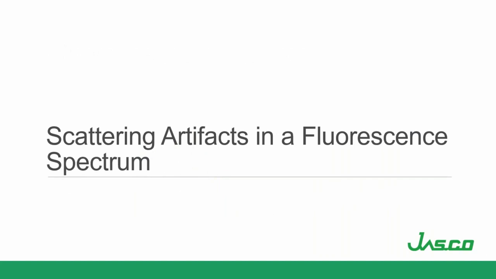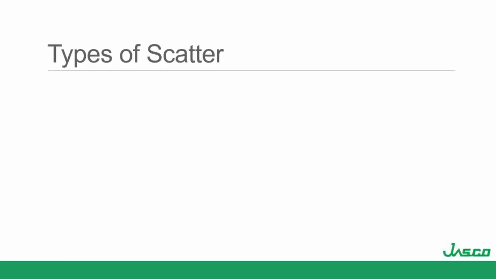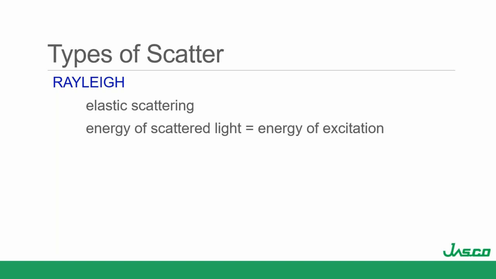So we're okay now with basic fluorescence when we collect a spectrum, but it's really important that you understand the scattering artifacts and other phenomena that can appear in the spectrum, so that you'll know, is it fluorescence or is it scatter? There are two main types of scatter we're going to talk about today. The first is Rayleigh, and Rayleigh is elastic scattering, which just means that the energy of the scattered light equals the energy of the excitation light that's used.